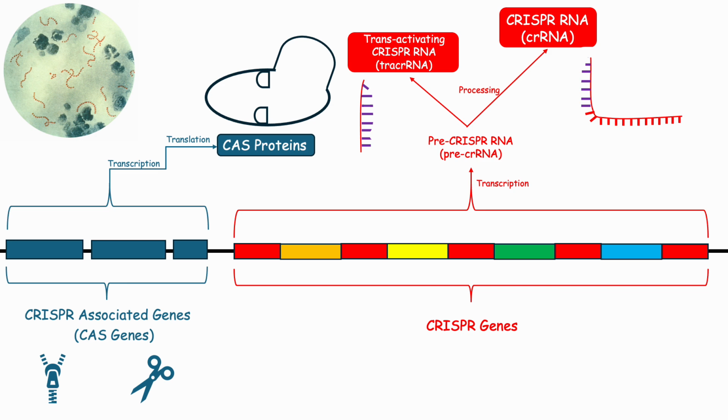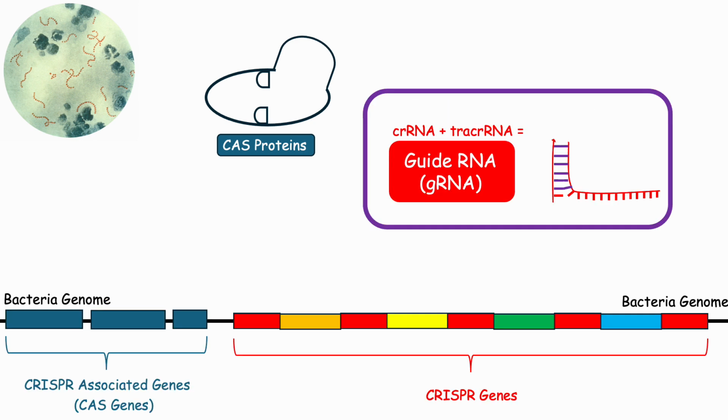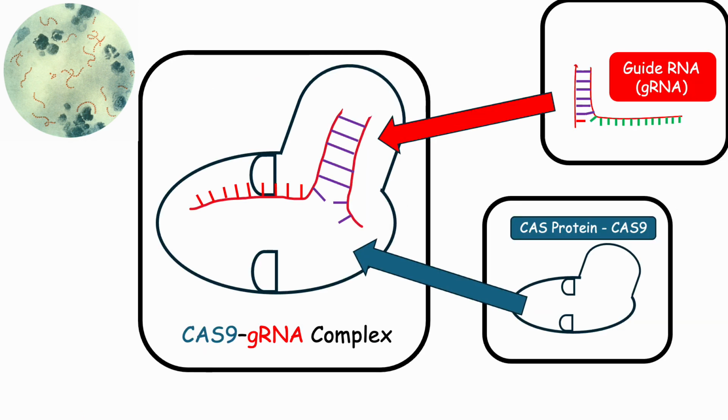CRISPR RNA holds a genetic code copied from the phage DNA in the CRISPR sequences, acting as the picture to identify the viral DNA. But it can't interact effectively with Cas protein on its own. It needs the help of its buddy, the transactivating CRISPR RNA, tracer RNA, to help bind to the Cas protein like a glue stick. Together, CRISPR RNA and tracer RNA form a guide RNA, or gRNA, that can bind to a class of Cas proteins called Cas9 to make a Cas9 gRNA complex. This complex can identify target DNA and break it.